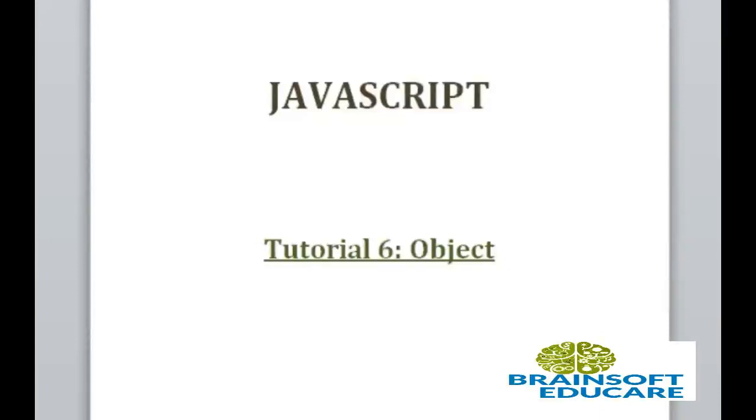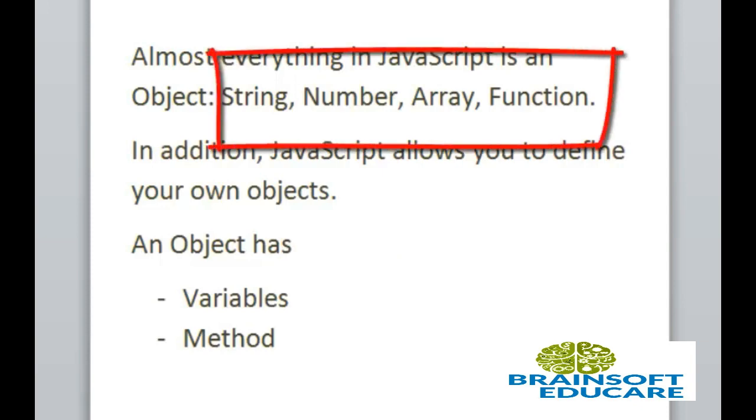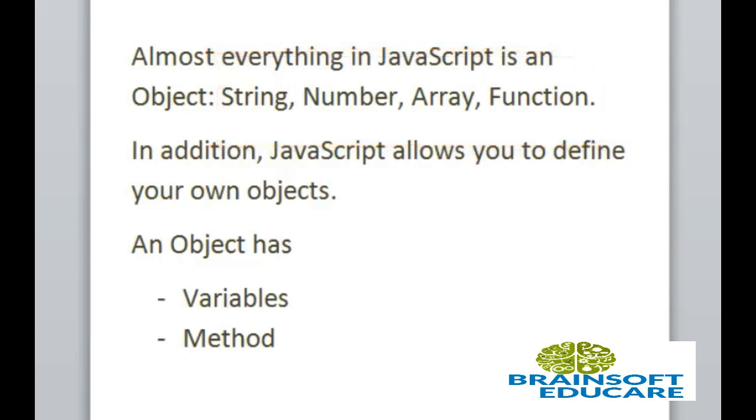In this tutorial, we are going to study about the object. Almost everything in JavaScript is an object. String, number, array, function. These all are predefined objects. In addition, JavaScript allows you to define your own object. If you have studied any object-oriented programming language, then you have an idea about this object.